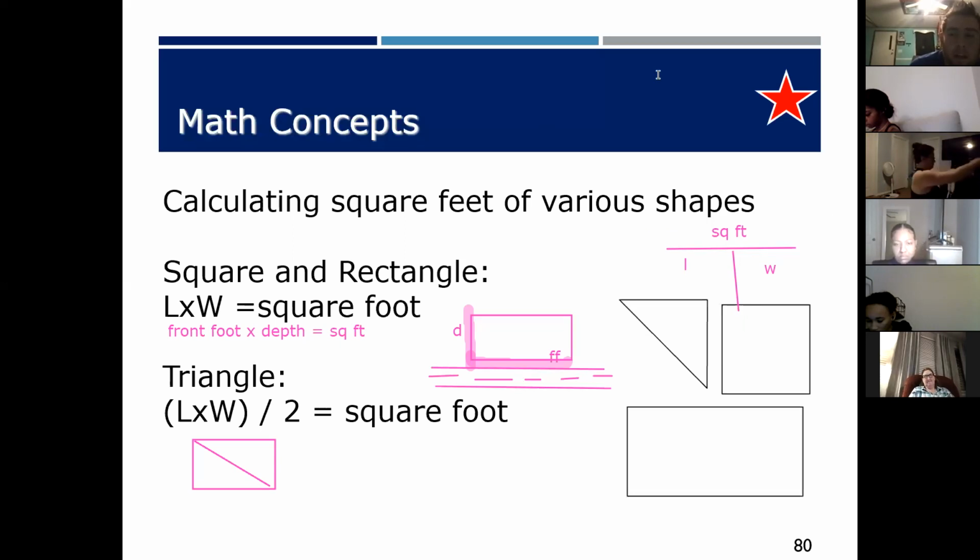I think the T-bar becomes handy when the problem's asking you for length or width. Like it may give you the square feet, it may give you the front feet, but it asks you what's the depth. And I think that's where the T-bar helps, because when do I divide, when do I multiply? That's one thing that the T-bar can help us figure out.